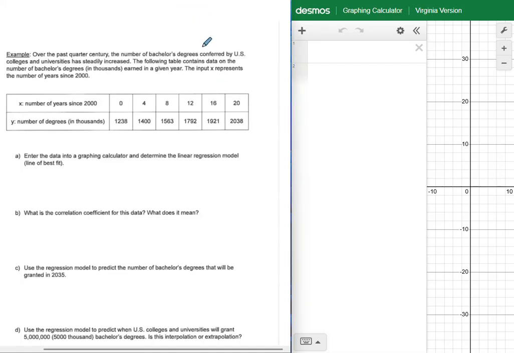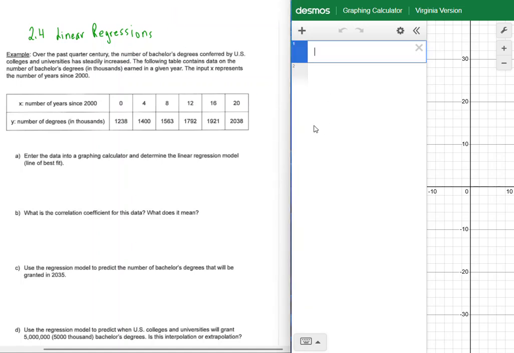All right, so this is from our lesson 2.4 about linear regressions. Just to recap, linear regression just means the process of finding the line of best fit. So if it's asking you to find the line of best fit, we do a regression in Desmos.